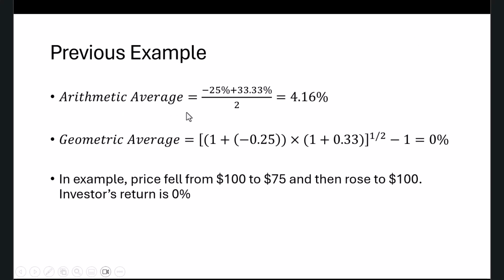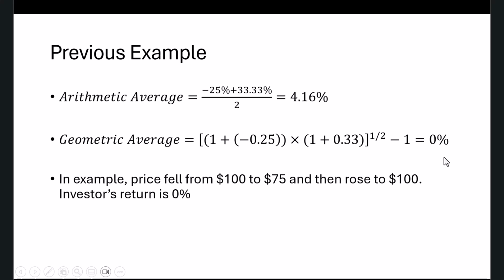So let's return to our previous example. The arithmetic average is minus 25% plus 33.33% divided by 2. That comes out to be 4.16%. Now that seems rather silly because you went from having 100 and you're back at 100. It seems ridiculous that you actually had a 4% return. The geometric approach gives you the correct answer. 1 plus negative 0.25, okay, 25%, times 1 plus 0.3333, and then you take the square root of it, and you'll get 0%, which makes sense.